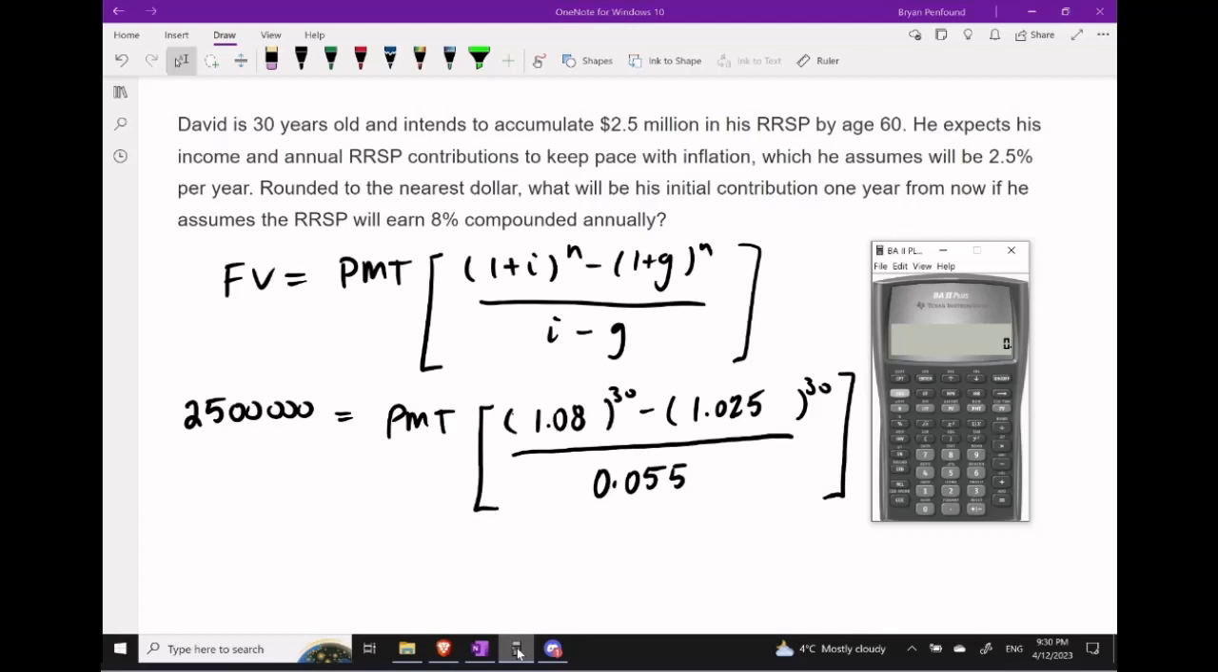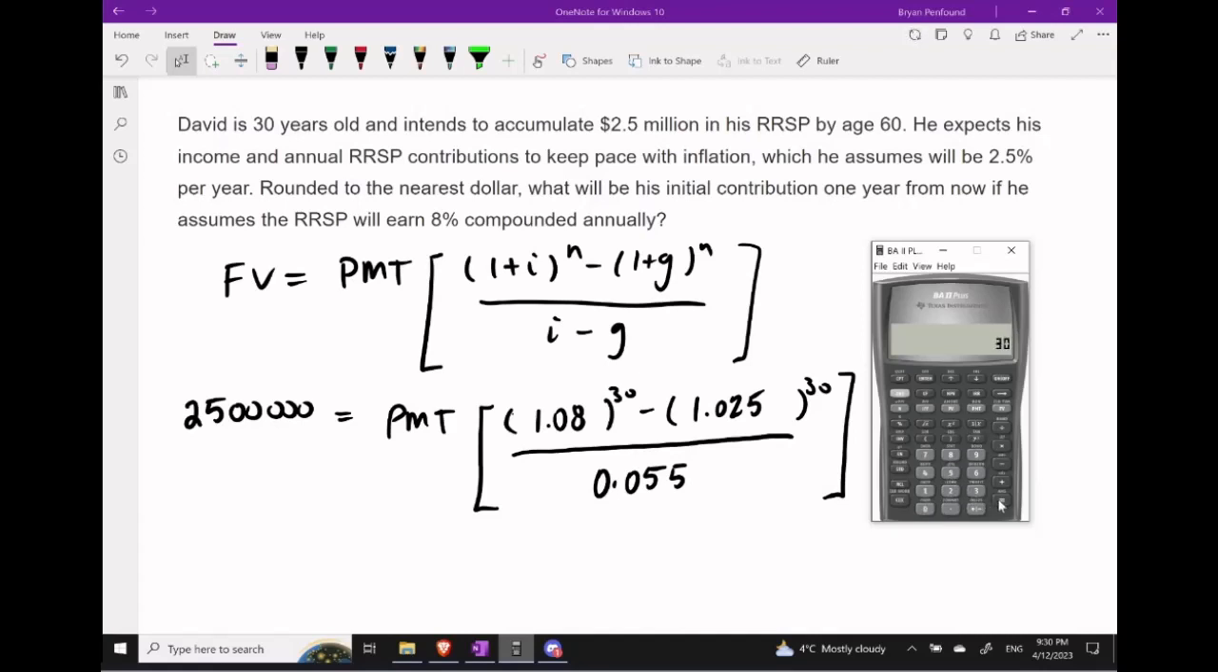Some of the expressions that we had inside the numerator and denominator of our fraction could be simplified a little bit, so I've gone ahead and done that to make this a little bit easier to put into our calculator. Let's start in the numerator of our fraction. We'll take our 1.08, we'll raise that to the power of 30, and then we're going to subtract 1.025, also to the power of 30.